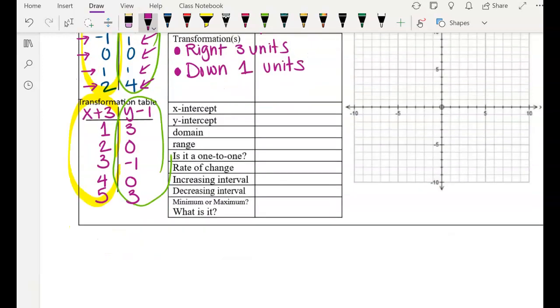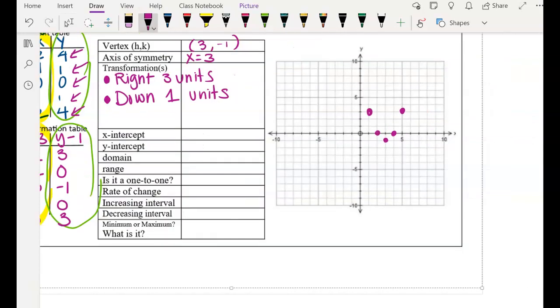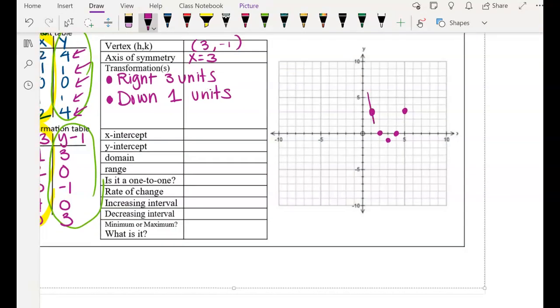We have 5 dots. It says minimum 5 points, so that's what we are going to use. So 1, up 3. 2, it's 0. 3 is negative 1. 4 is 0. 5 is back up to 3. And so we are going to make our U shape. Go all the way up, something like that.